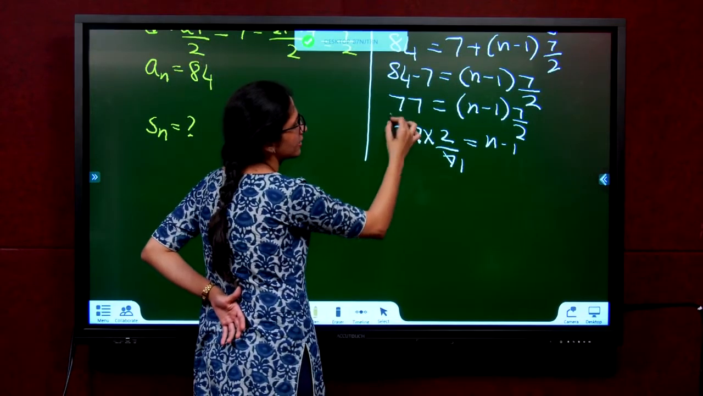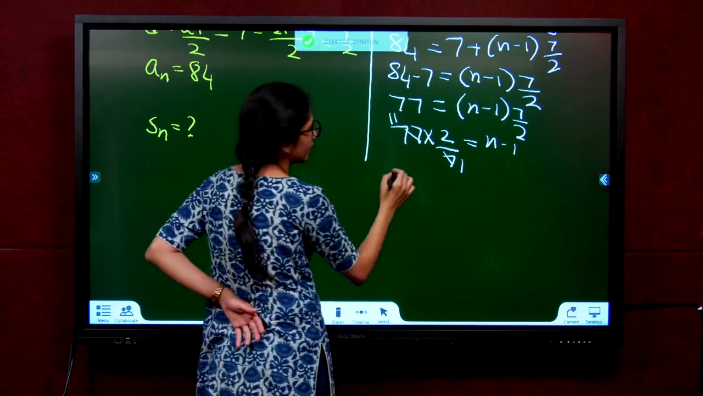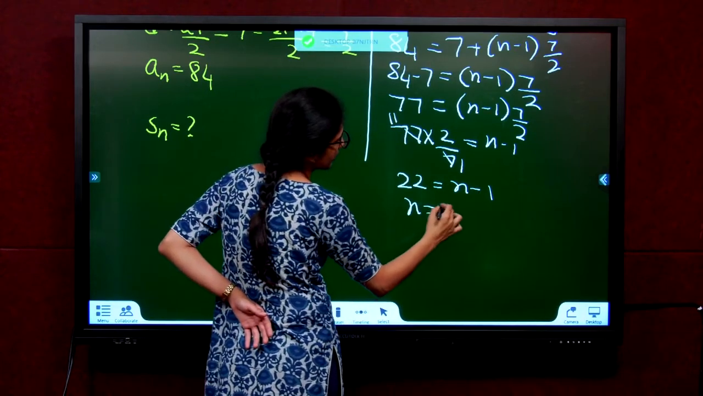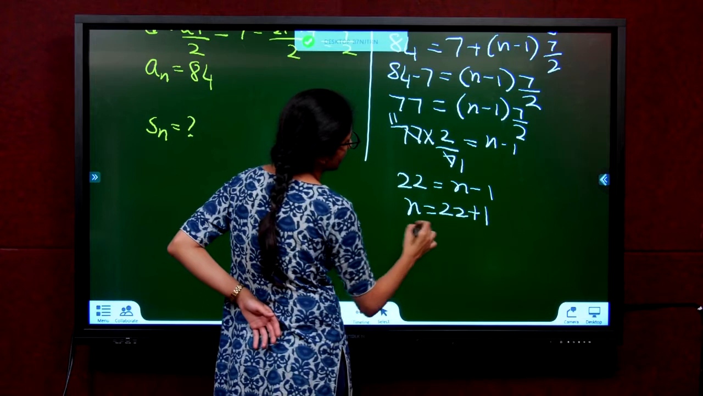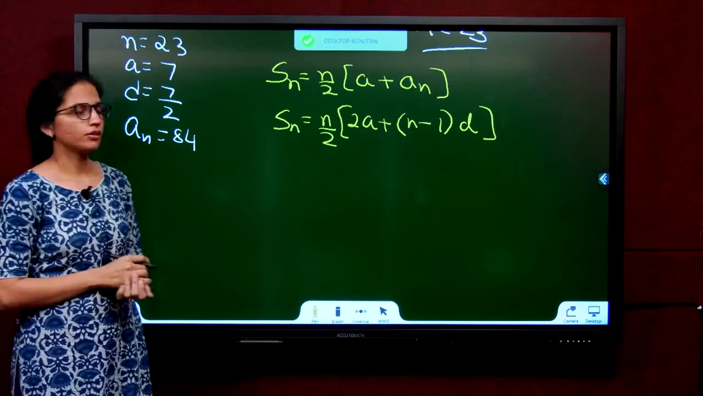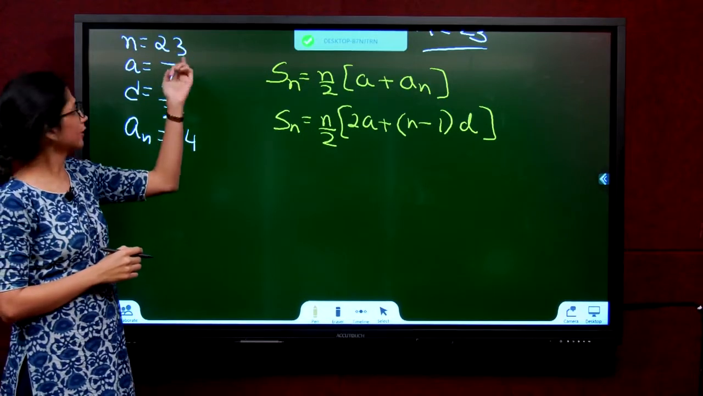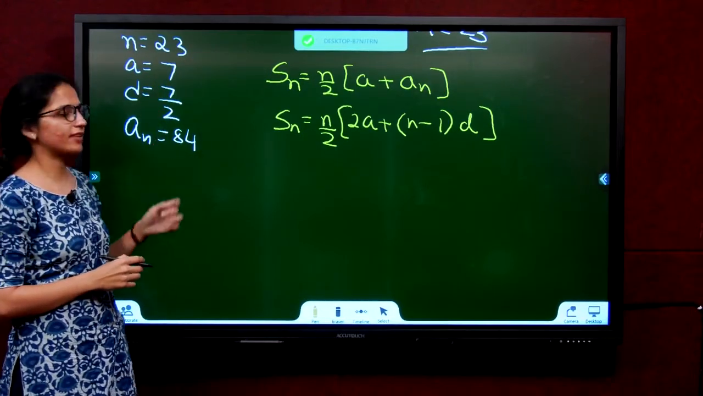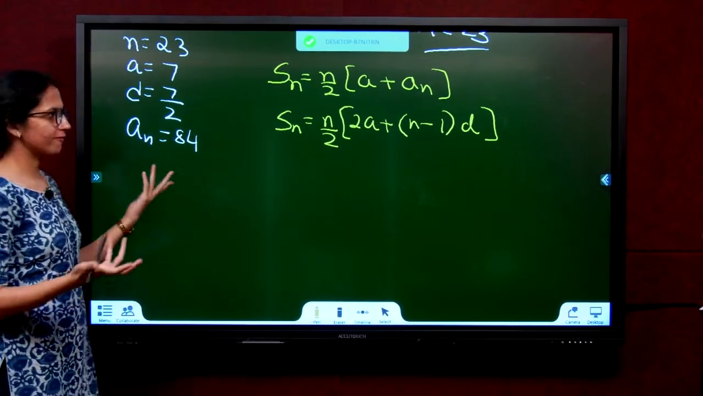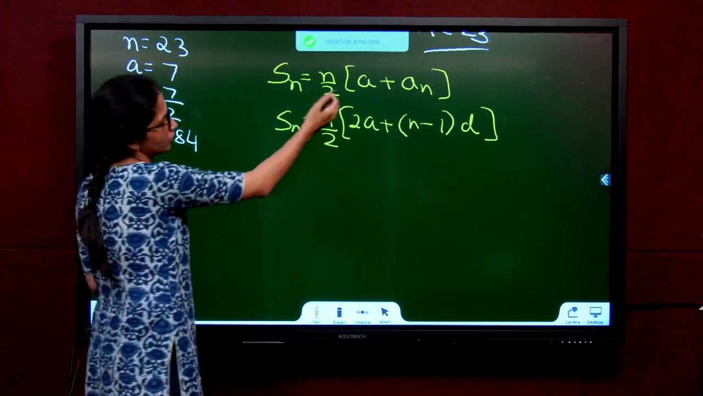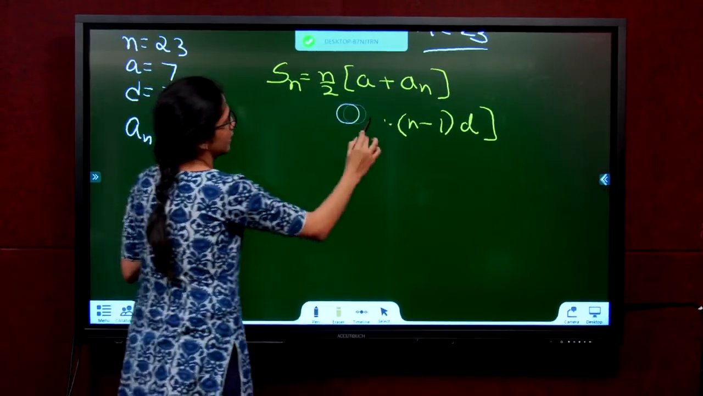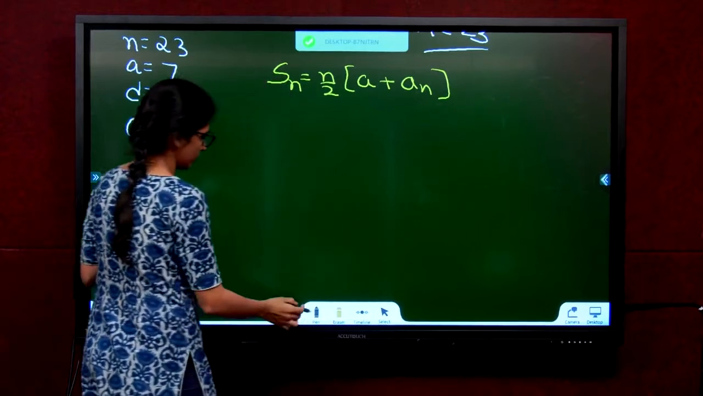7 ones are 7, 7 elevens are 77. 11 into 2, 22. 22 is equal to N minus 1. N is equal to 22 plus 1. N is equal to 23. So now we have the value of N, we just got it, 23. We have A, we have D and we have An. Among these two formulas, you can use any formula since we have everything now. So we will choose to use one. You can use the next formula also, no problem. This is shorter, so we'll use this.